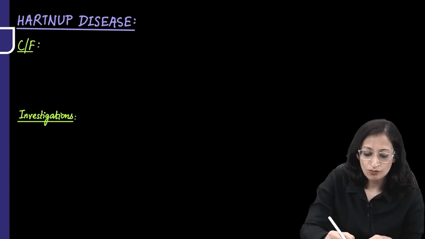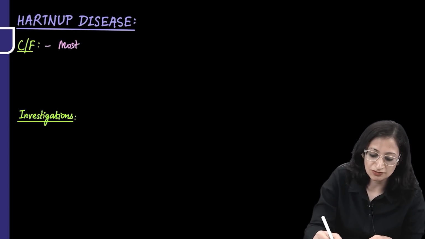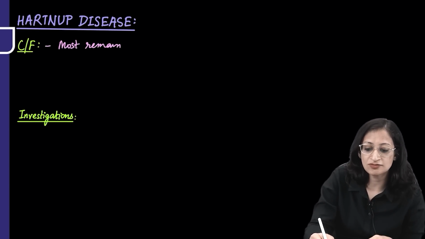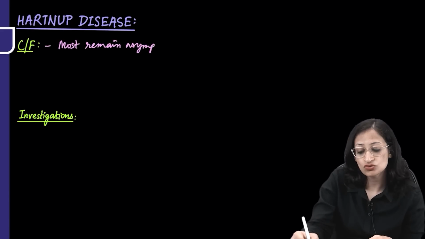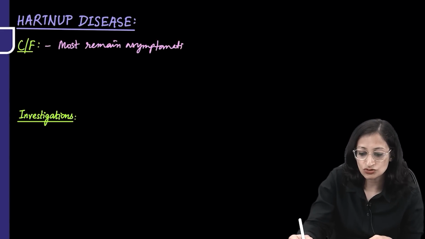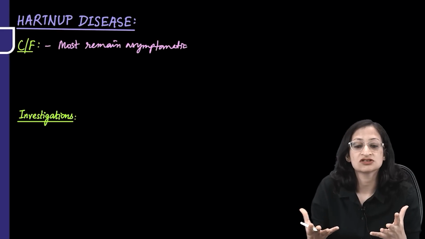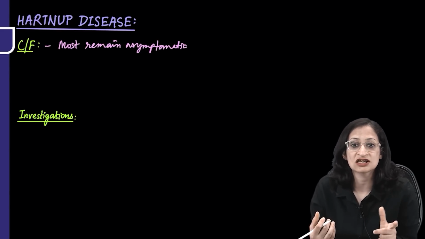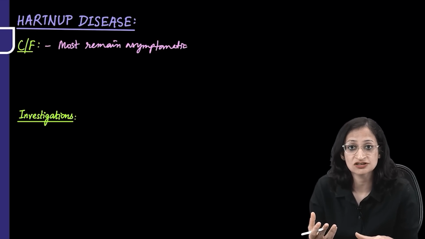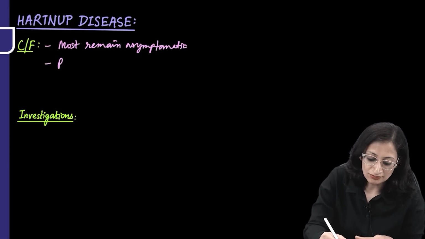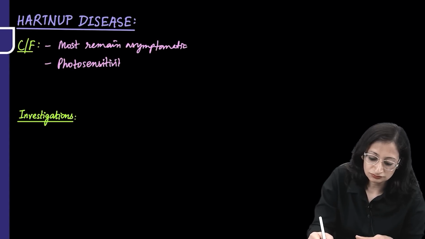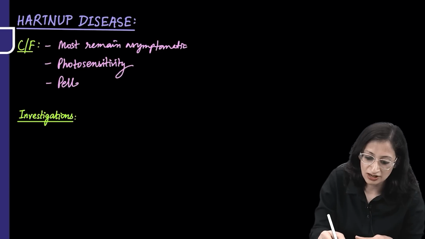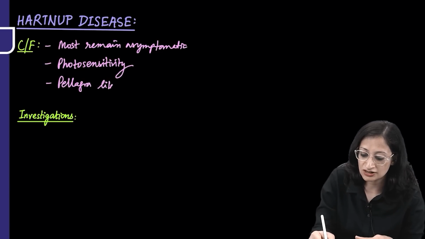Now, how will they present? Most of the individuals remain asymptomatic, and those who become symptomatic may have cutaneous photosensitivity and a pellagra-like rash involving the neck area. Remember Casal's necklace that we talked about in the micronutrient deficiency chapter. Okay. So in the individuals who present, there can be photosensitivity and there can be pellagra-like rash. Okay, pellagra-like rash.